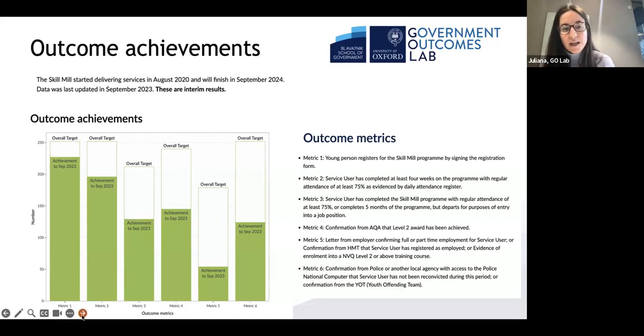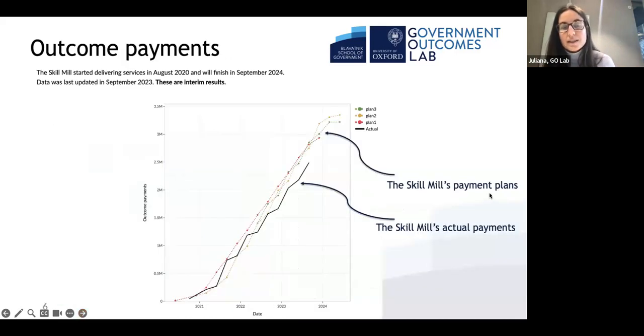If we go to the second slide, we will see a data visualization on outcome payments. And this data visualization is representing both payment plans and actual payments. The dotted lines represent different payment plans that the project had at different moments, and each dotted line is made of a set of points. Each point represents a quarter, and if you go to the impact bond data set, users can hover over these dots and they can see the amount of funds that the project was expecting to receive in each particular quarter.